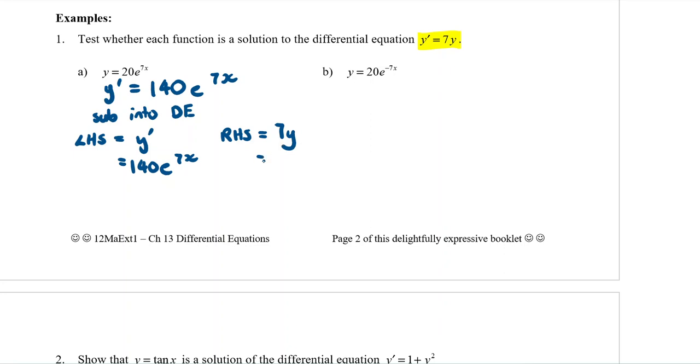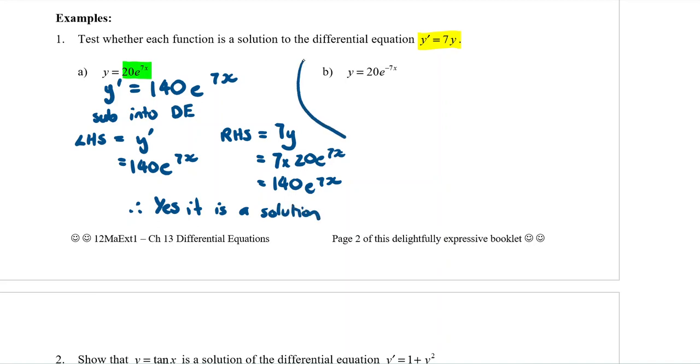Now, I don't want y in my equation. I'm going to substitute in that y is equal to the 20e to the 7x. So that's going to be 7 times 20e to the 7x, which does make the 140e to the 7x again. Because the left-hand side is equal to the right-hand side, so both of those things are the same, that means that that is a solution to the differential equation. So I just say, therefore, yes, it is a solution.